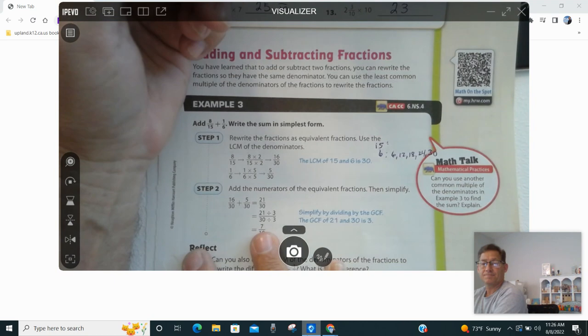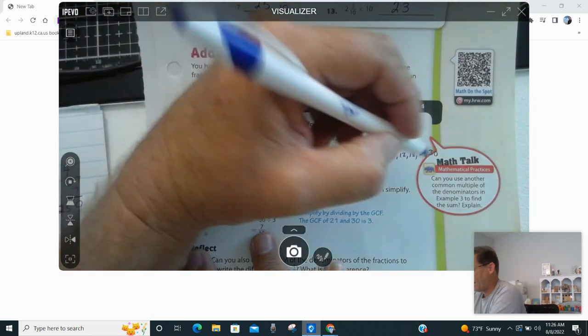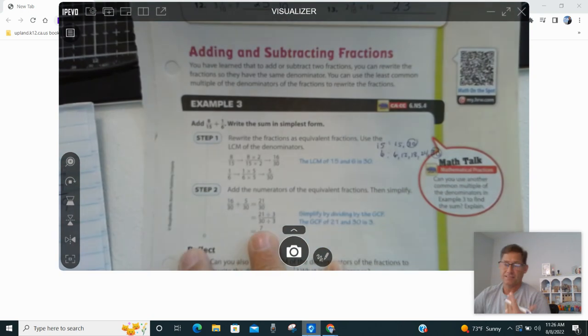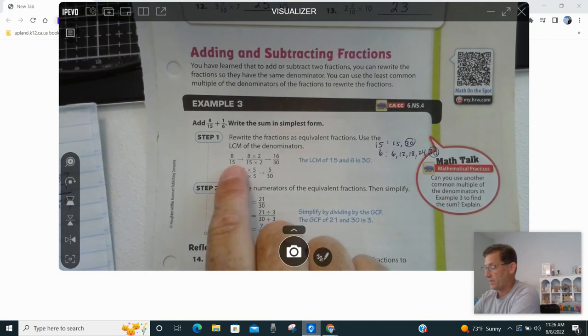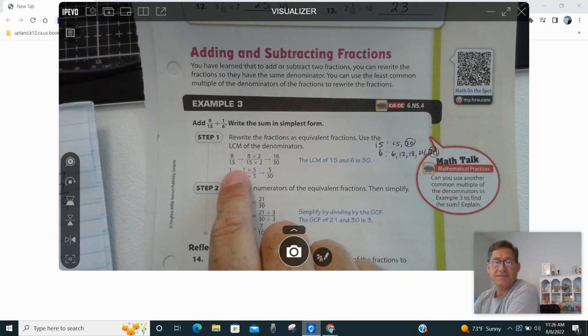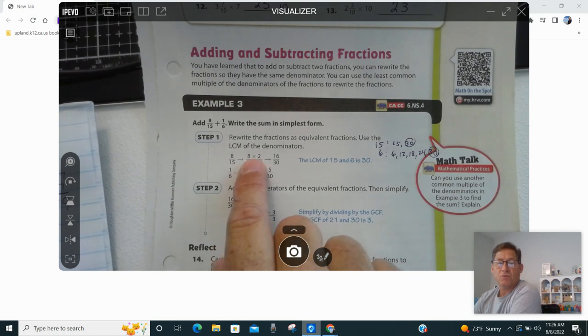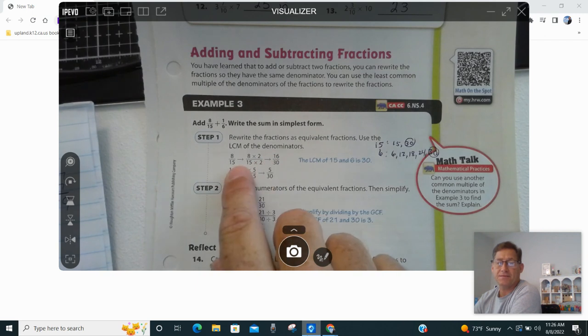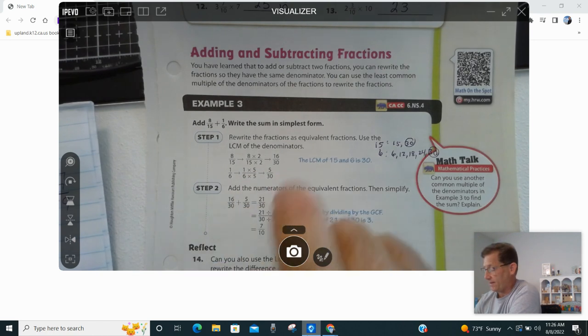30, okay? So 6, 12, 18, 24, 30. And I recognize that if I double 15, that's 30. So again, the least common multiple is 30. So how do we turn 8/15 into 30ths? Well, we'd have to multiply the 8 by 2 to get 16 and multiply the 15ths by 2 to get 30ths. The 1/6, to turn it into 30ths, we'd have to multiply by 5.